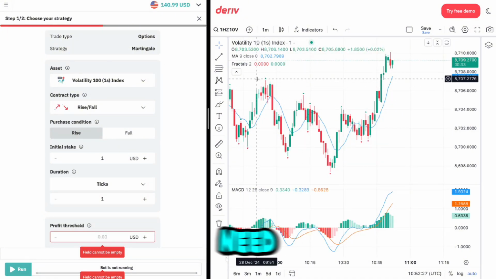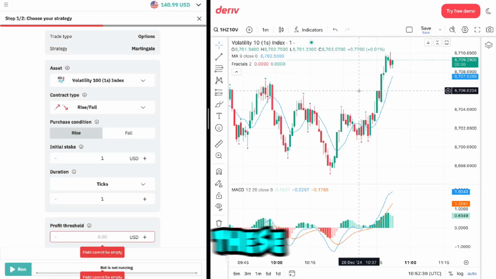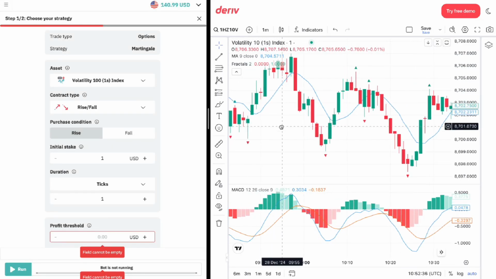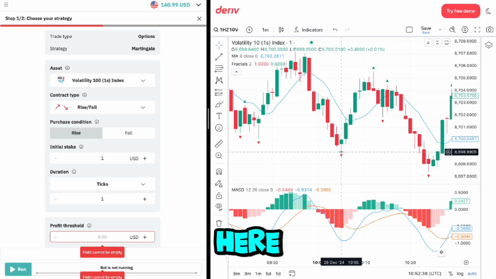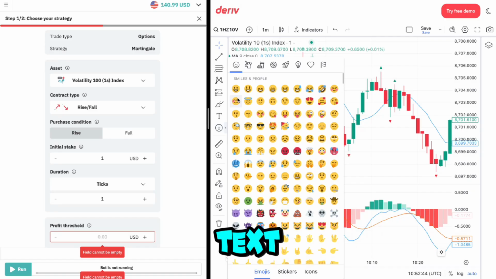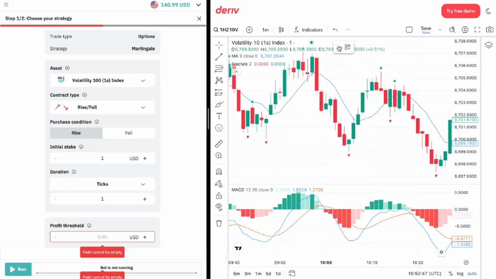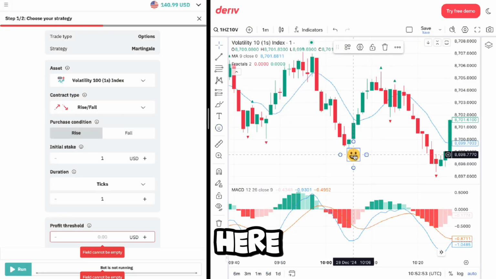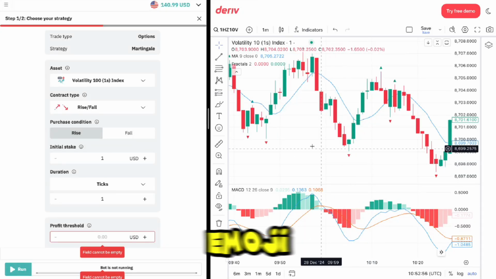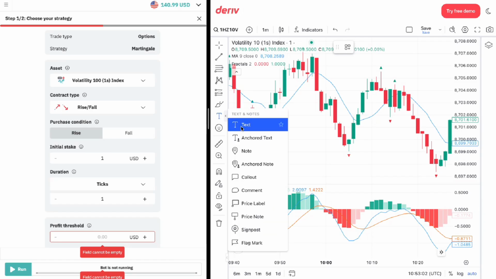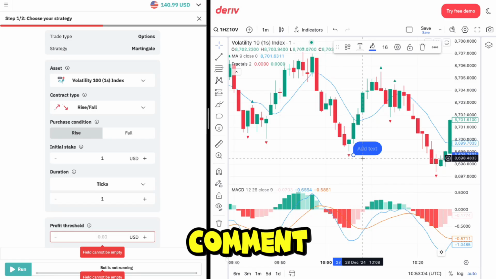So what do you need to know before you trade rise and fall using these three indicators? This thing that you're seeing at the top here, let me just zoom. I just wanted to show you the emoji because I'm not sure where the drawings are. Here, you can use a comment. So here, that is the fractal.